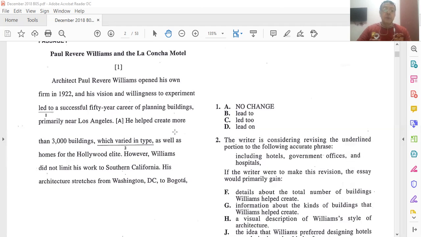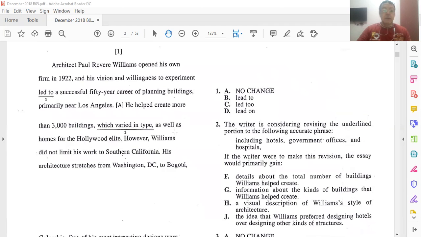Architect Paul Revere Williams opened his firm in 1922, and his vision and willingness to experiment led to a successful 50-year career. Is it no change? Lead to, led to, or lead on. If we take a look at the verb before, we will find that Williams opened, so it is in the past. Since he is talking about events in the past, led to should be in the past. The best answer then is A, no change.